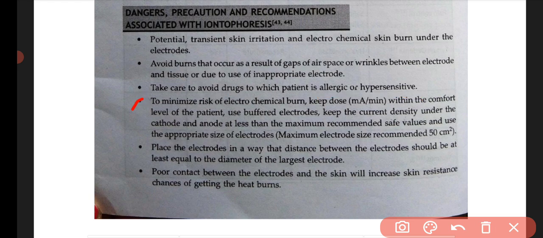Next, to minimize the risks of electrochemical burn, keep the dose of milliampere per minute within the comfort zone, the comfort level of the patient. Use proper electrode. Current density under the cathode and anode should be less than the maximum recommended safe values. Place the electrodes so that the distance between them is at least equal to the diameter of the largest electrode. Poor contact between the electrodes and skin will increase the skin resistance and the chances of heat burns.